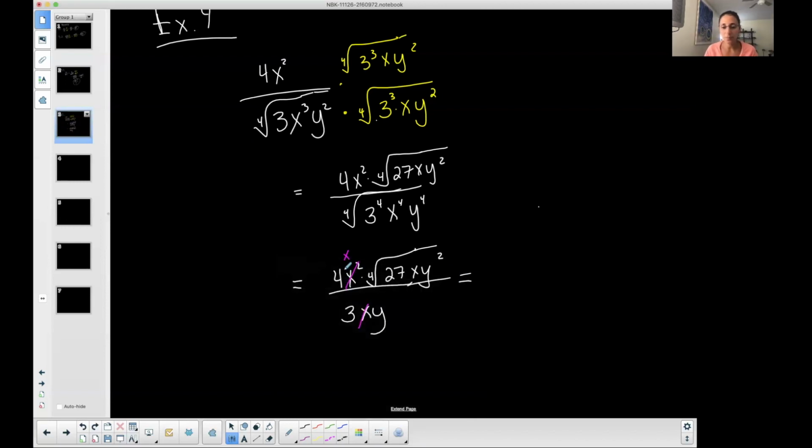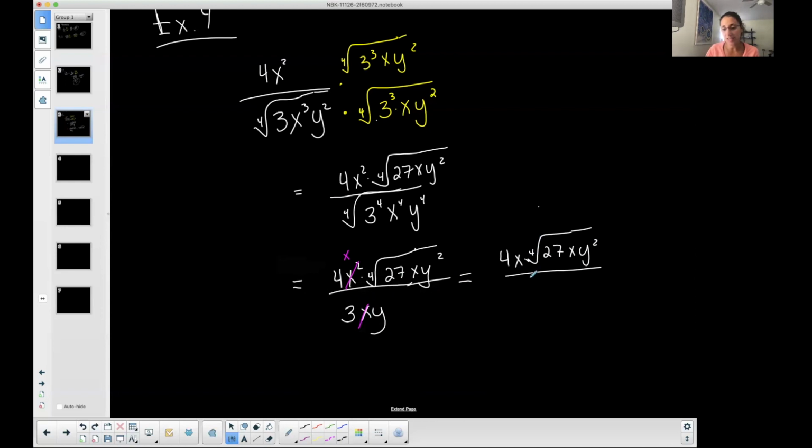So what's left? On top, I have a 4x times the 4th root of 27xy squared. Right, I have this 4 and this x. This is a 4th root. It is not an exponent on that x. Be careful. That 4 is in the index. That's why I said be very careful how you write it or where you write it. Be clean with your work.